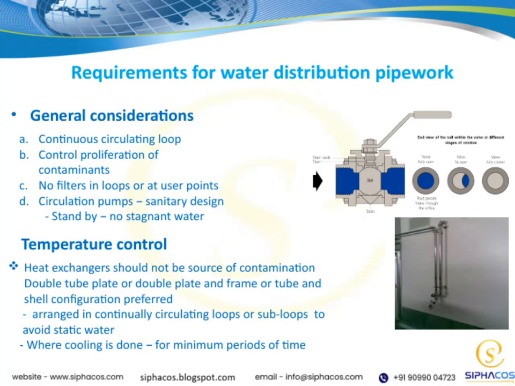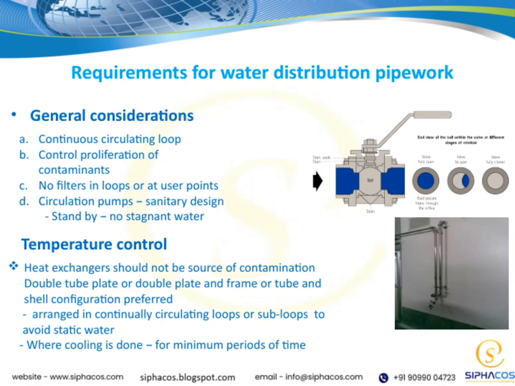Let's talk about heat exchangers and how to prevent contamination. It's crucial that they are not a source of contamination themselves. That's why we prefer configurations like double tube plate, double plate and frame, or tube and shell. These designs help minimize contamination risks. Additionally, arranging the heat exchangers in continually circulating loops or subloops is essential. This setup prevents stagnant water, which can be a breeding ground for microbes. When cooling is required, it should be done for the shortest possible periods to limit potential contamination.